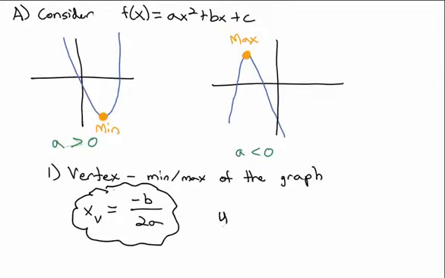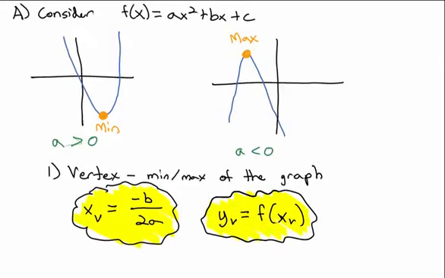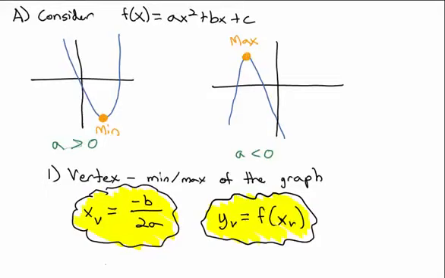And then the way we find the y-coordinate of the vertex is we simply plug that x point back into the function, and that's going to evaluate for us the y value. So this is kind of the big idea of today. You need to know how to do these two things and then be able to interpret them as well. So let's talk about the interpretation.